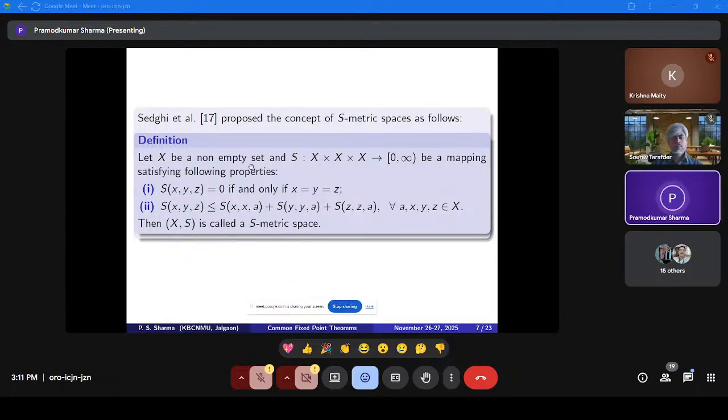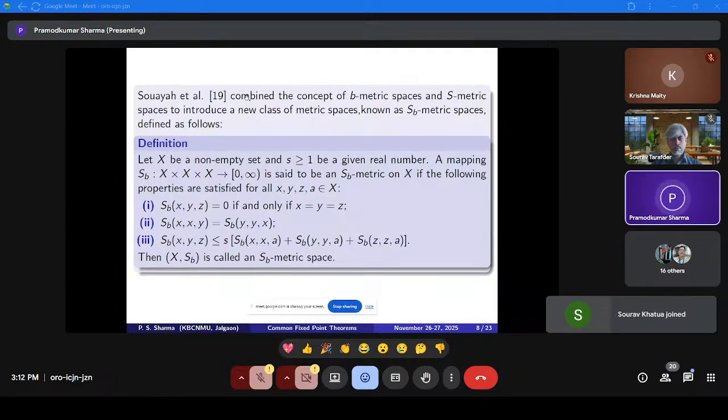Let X be a non-empty set and S be a mapping from X cubed to the non-negative real numbers, satisfying these conditions: S(x, y, z) = 0 if and only if x = y = z; and S(x, y, z) ≤ S(x, x, a) + S(y, y, a) + S(z, z, a) for all x, y, z, a belonging to X. Then S is called an S-metric. This function S is called an S-metric, and the pair (X, S) is called an S-metric space.